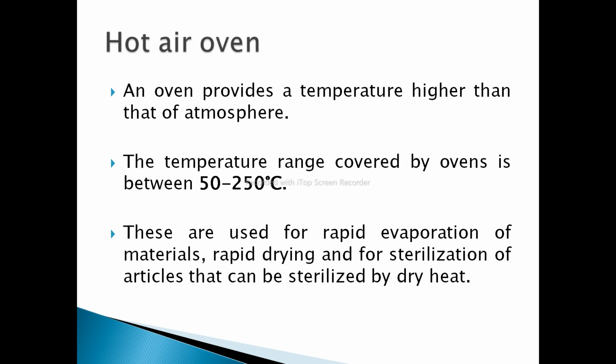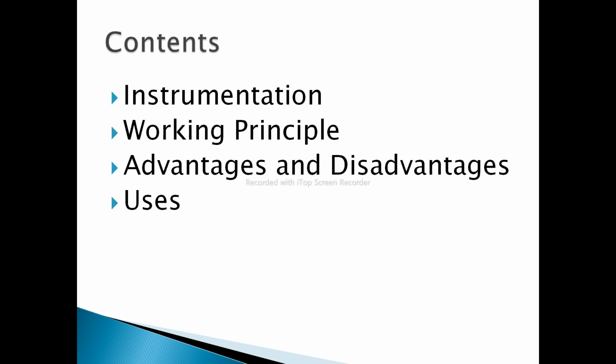So what is the hot air oven? It is an instrument used in our routine laboratory practice, and it is an oven which provides a temperature higher than the atmospheric temperature, ranging from 50 to 250 degrees. The hot air oven is mainly used for the dry sterilization of substances, for rapid evaporation of materials, for rapid drying, and for sterilization of articles that can be sterilized only by dry heat.